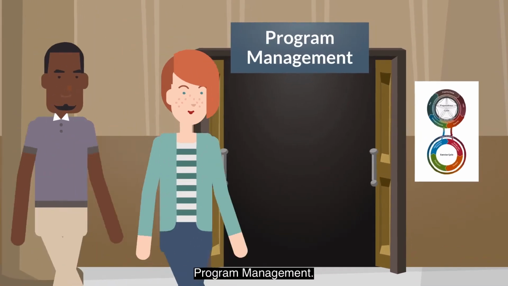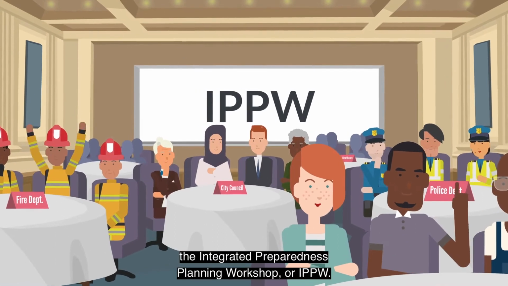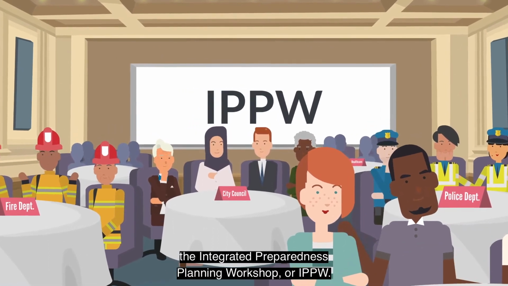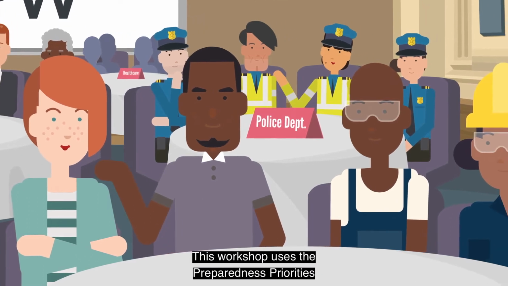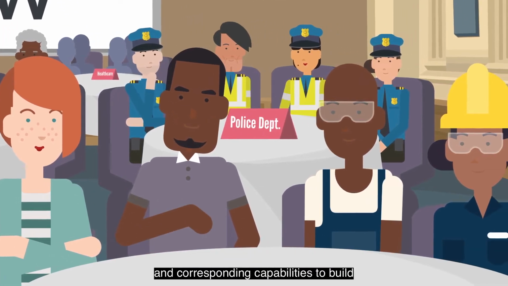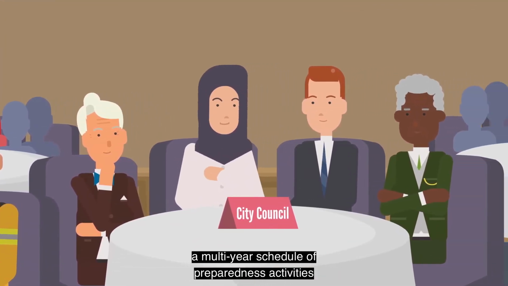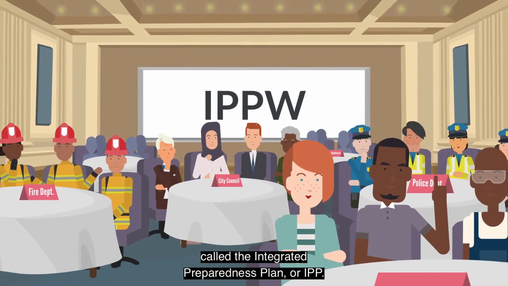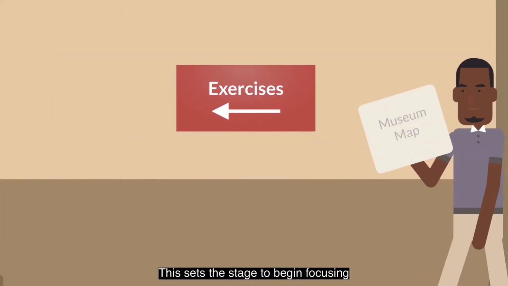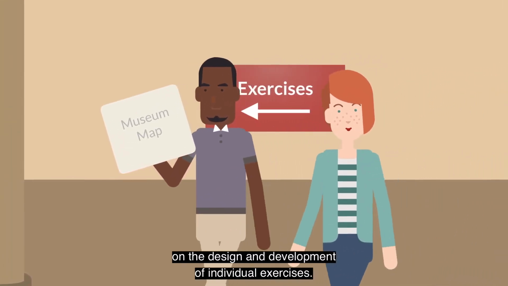Program management. Program management involves planning and managing the Integrated Preparedness Planning Workshop, or IPPW. This workshop uses the preparedness priorities and corresponding capabilities to build a multi-year schedule of preparedness activities called the Integrated Preparedness Plan, or IPP. This sets the stage to begin focusing on the design and development of individual exercises.